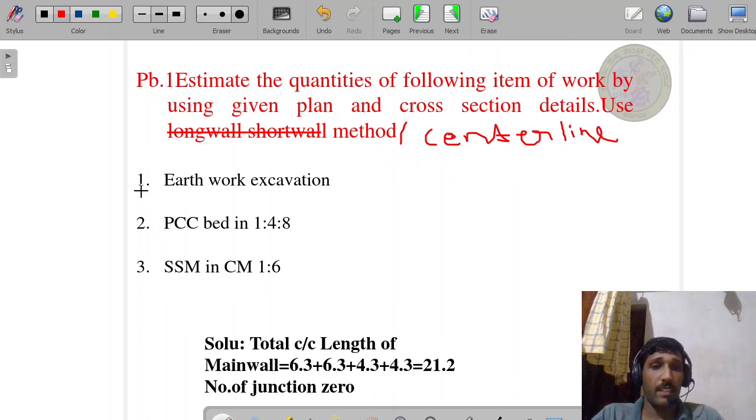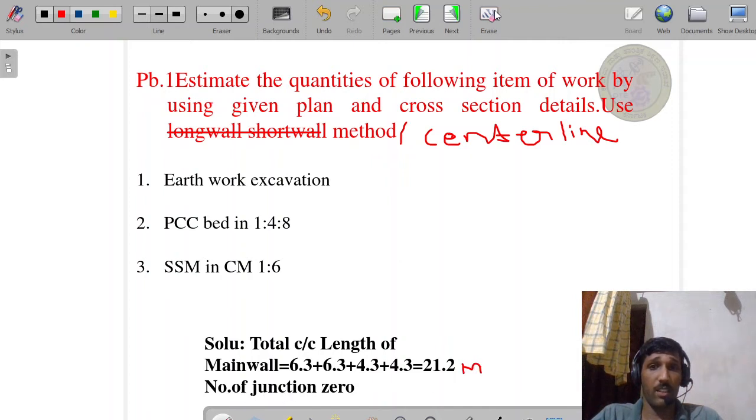Next, in this particular problem, we will discuss earthwork excavation, PCC bed, and SSM in CM 1:3. These three items, we will discuss how to calculate the quantities and how to do the abstract estimations. Now, by referring to the sketch, first you have to calculate the total center to center length of the main wall. Whether it is a 30 centimeter wall or 20 centimeter wall, we have to check it. Each wall separately we have to count the center to center length. Here only 30 centimeter walls are there. For that reason it is 6.3 plus 6.3 plus 4.3 plus 4.3 is equal to 21.2 meter.